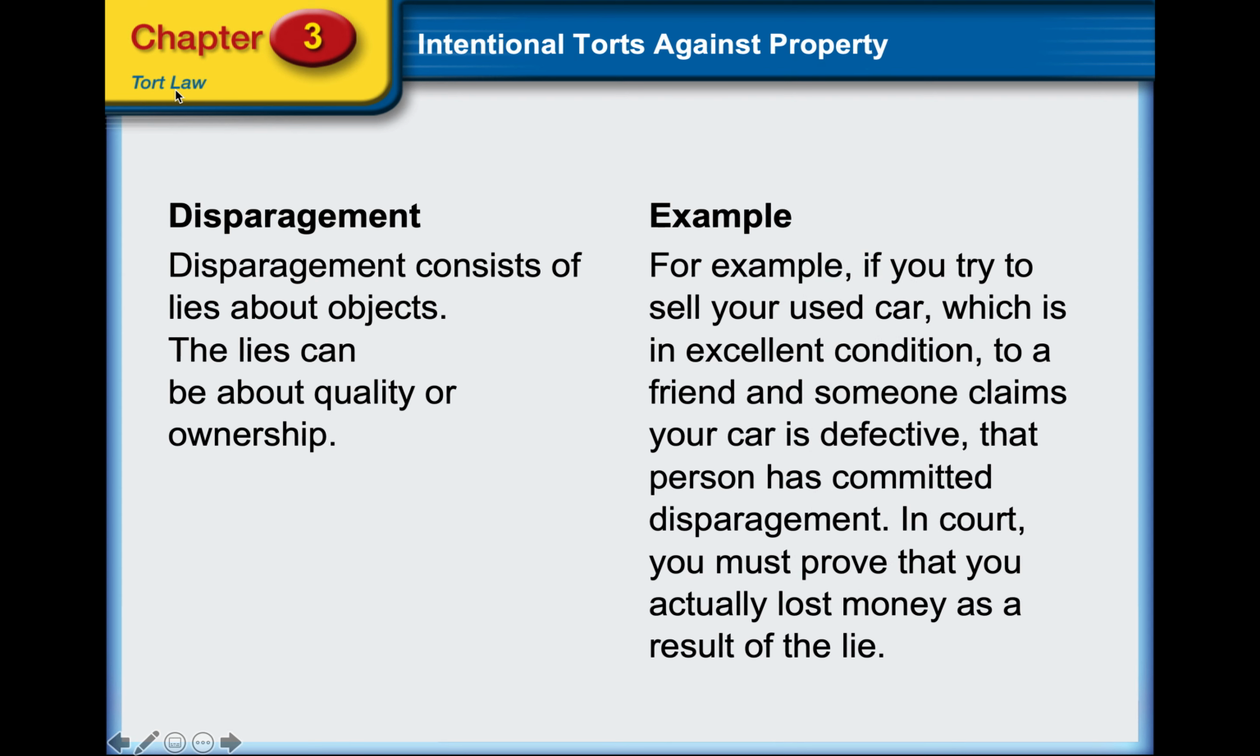Another intentional tort is disparagement. This consists of lies about an object. The lie can be about quality or ownership. For example, if you try to sell your used car, which is in excellent condition, to a friend and someone claims your car is defective, that person has committed disparagement. In court, you must prove you actually lost money as a result of the lie. It either reduced the price that you were going to sell the car for, or you just could not sell the car at all.